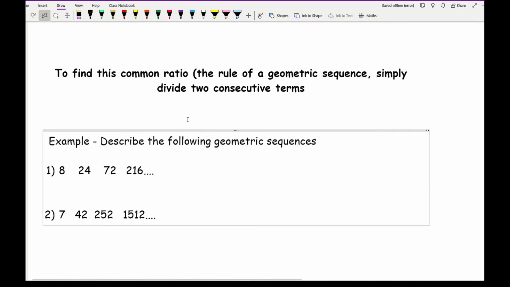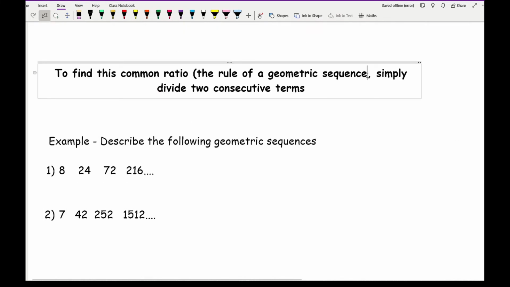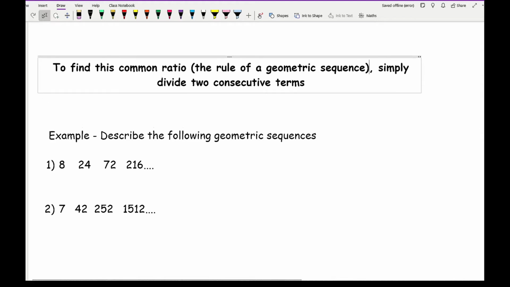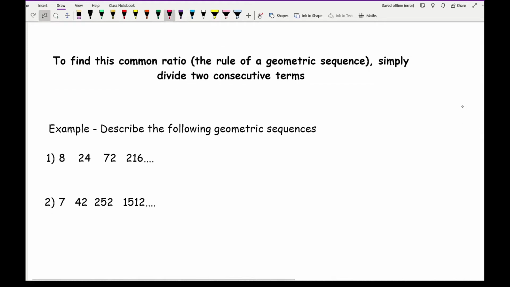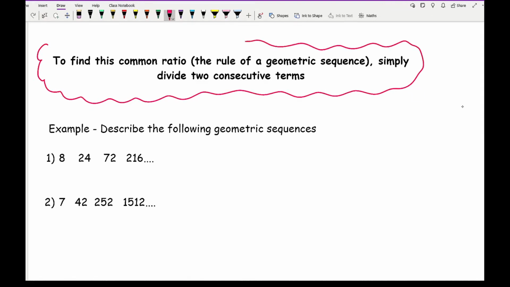Now here, to find this common ratio, the rule of a geometric sequence, all you need to do is simply divide two consecutive terms together. So let me just highlight this for your notes. To find what the common ratio is, if you find that numbers do not have the same difference between them, to find what the actual multiplier is going to be, all we need to do is divide two consecutive numbers. Now it doesn't matter which two consecutive numbers you go for, and also use common sense to help you decide which two numbers you need to divide.